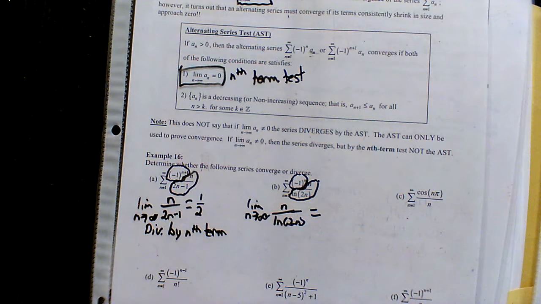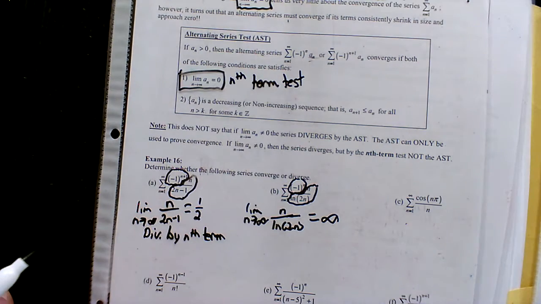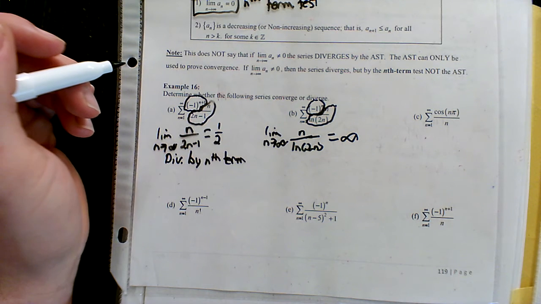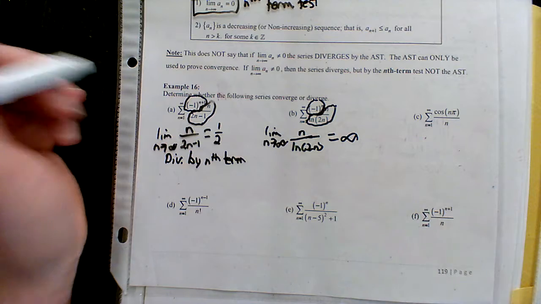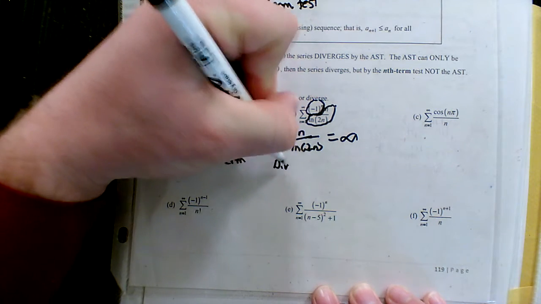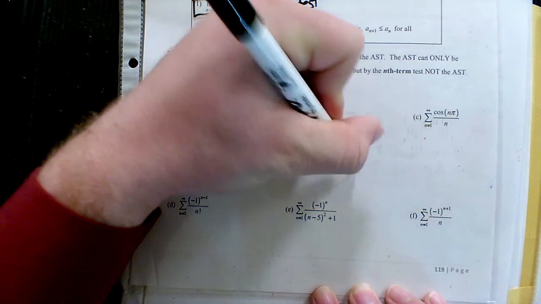Which one is growing faster? The top's growing faster, so it's eventually going to get to what? Infinity. Very good. So now what can we conclude about this one? Yeah, we just learned the alternating series test, but we haven't even had to use it yet. So it also diverges by nth term test.